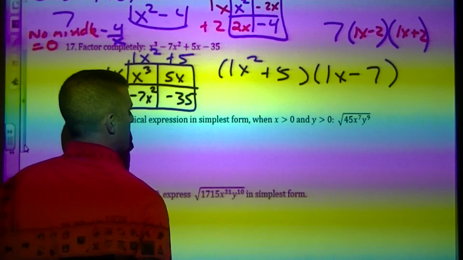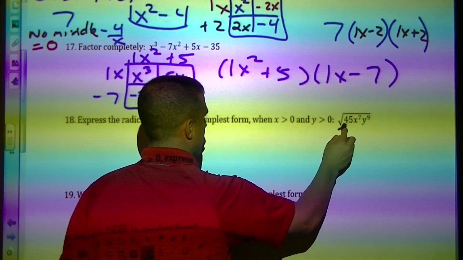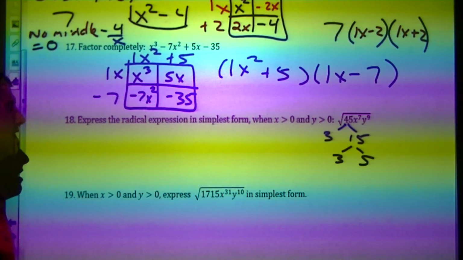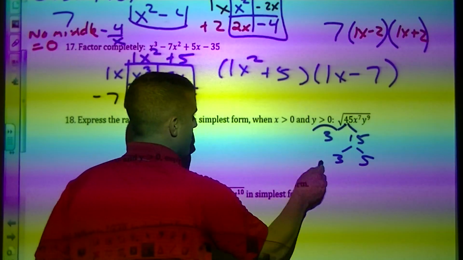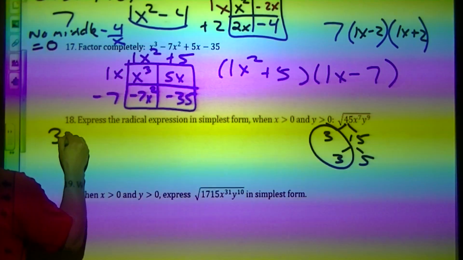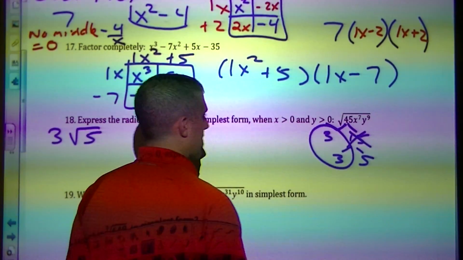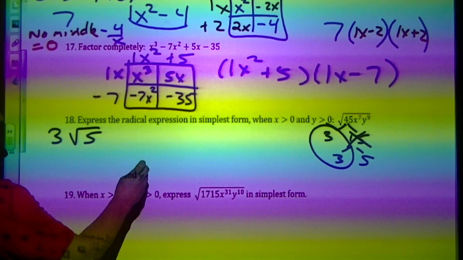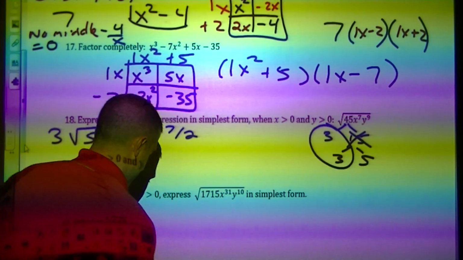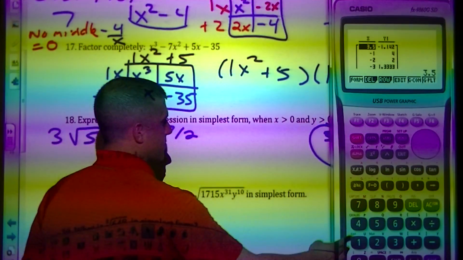Express this simply. What I would do is go ahead and figure out these numbers. That's 3 and 15, 3 and 5. Since it's a square root, I'm looking for pairs. So from a number standpoint, it's going to be 3 square root of 5. Only take one of each. I can't use that one. To figure out these other ones, for x, I do 7 divided by 2. 7 divided by 2. I get, oh, oops. Let me go back. Hold on.